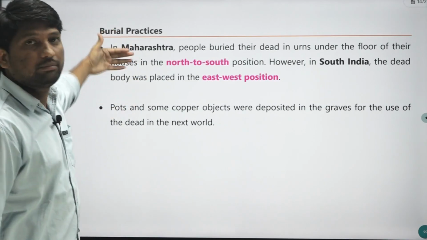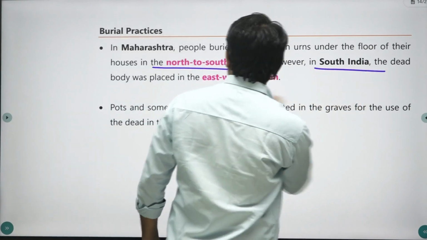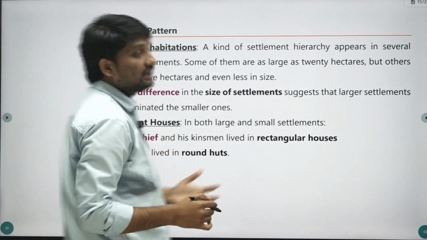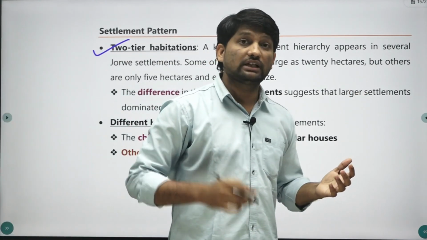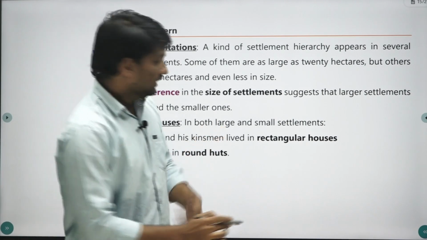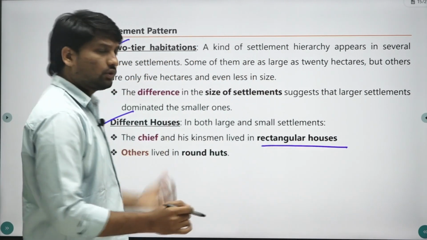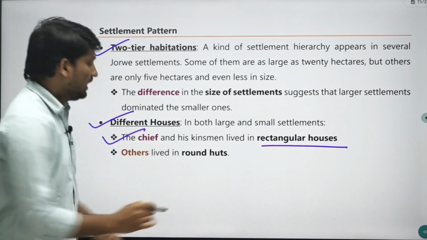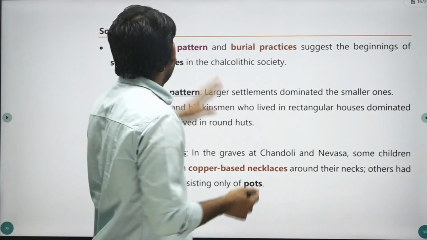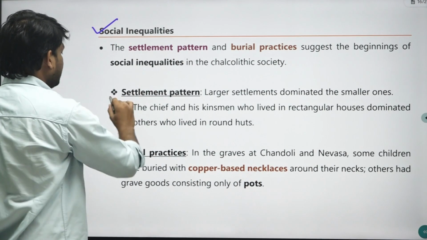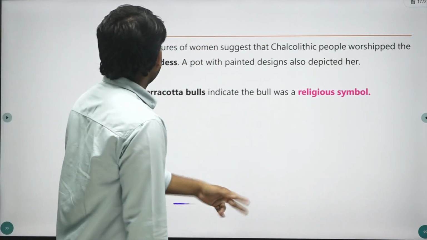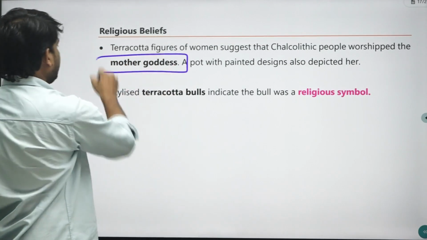Burial practices we have seen: in Maharashtra, north-south, and in South India, east-west. Next is settlement pattern. There was a two-tier habitation, meaning sometimes the settlement was large, sometimes small. Among the different houses, it's quite possible that the chief or rich people lived in the rectangular mud brick houses, and in the rounded huts lived the poor people. So there was basically social inequality, if you see this settlement pattern and burial practices. Religious belief we have already seen: we have found terracotta figurines of the Mother Goddess.